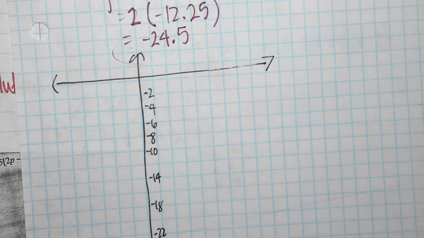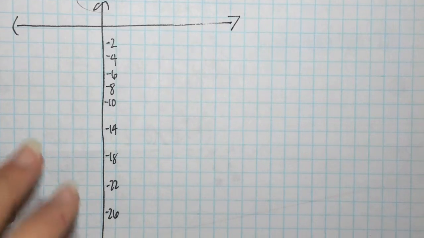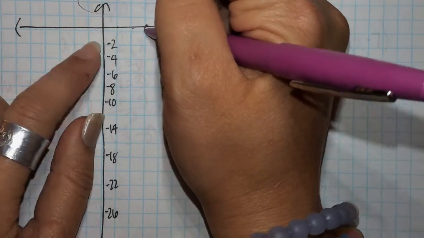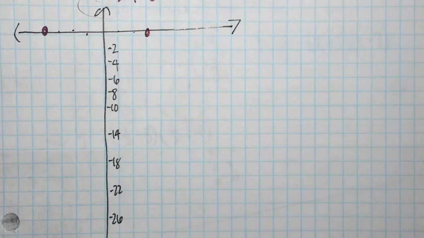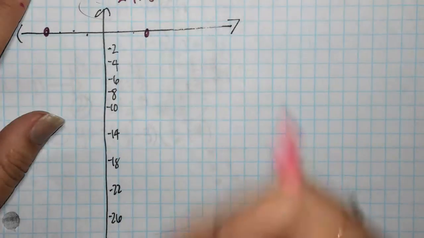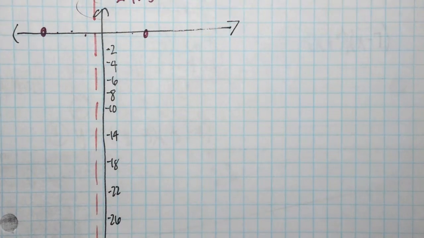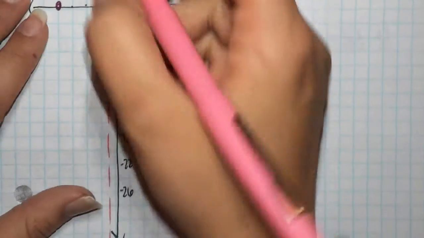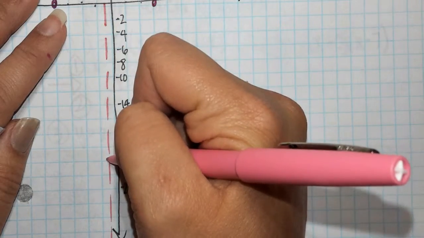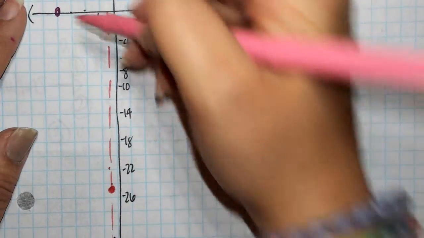Okay. Alright, what were my roots that we found? Positive 3, negative 4. Alright, 1, 2, 3. 1, 2, 3, 4. Okay, what was my axis of symmetry? Negative 1/2. So, negative 1/2 is halfway in between 0 and negative 1. Like that. And my vertex is at negative 1/2, negative 24.5. So I'm going to go down to negative 22, negative 24, a little bit. And then I connect.